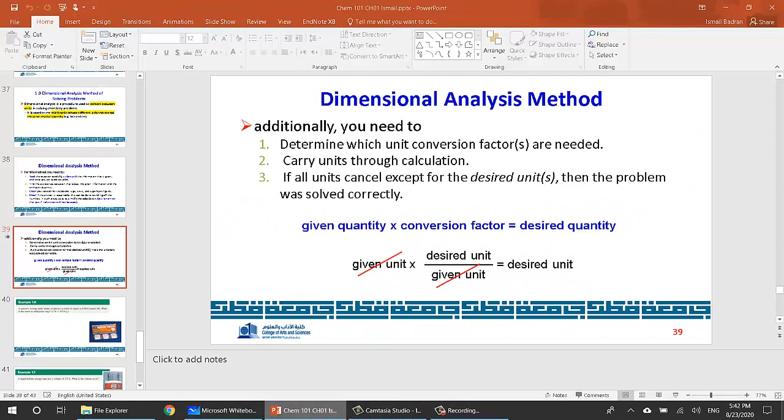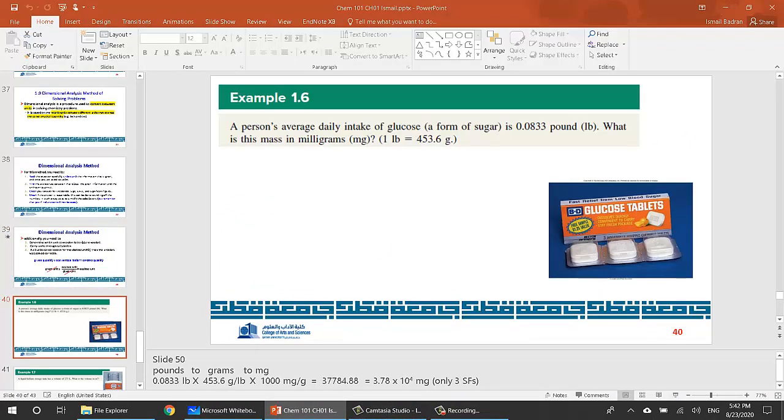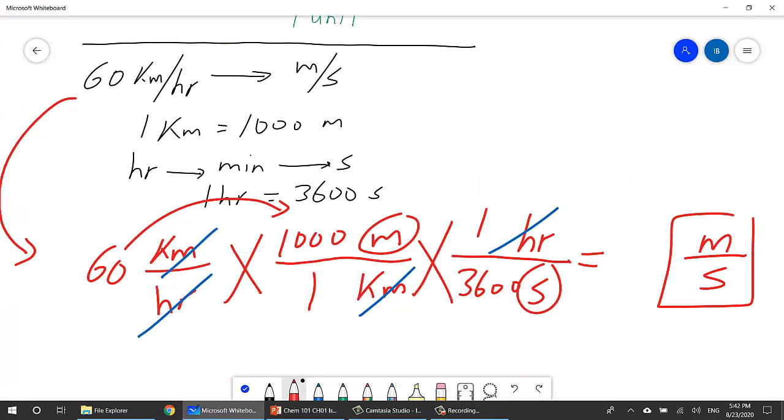So here we have, I think, a bunch of questions that we need to solve, and that will be the end of chapter 1. A person's average daily intake of glucose, which is sugar basically, is 0.0833 pounds, referred to as LB. LB is the symbol for pound, which is not an SI unit to measure weight anyway. And the question says, what is the mass in milligrams? And he's given you that 1 pound is 453.6 grams. It's almost half a kilo.